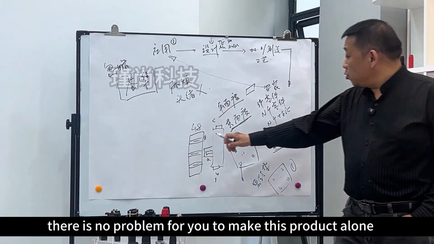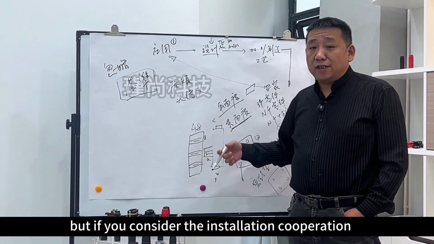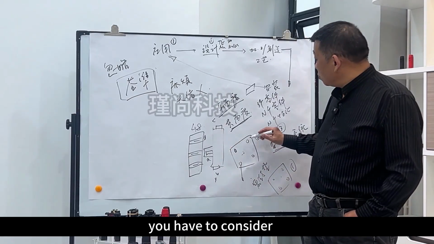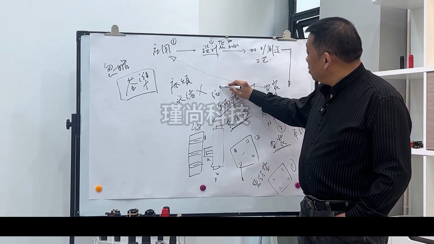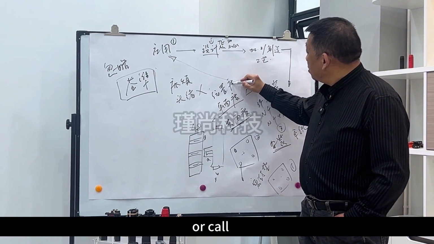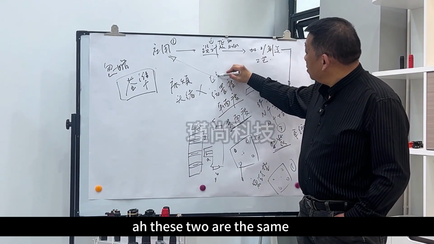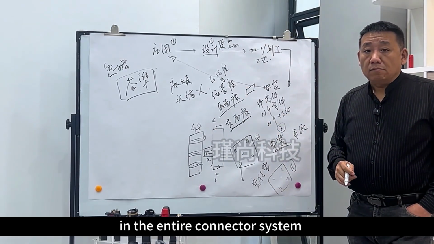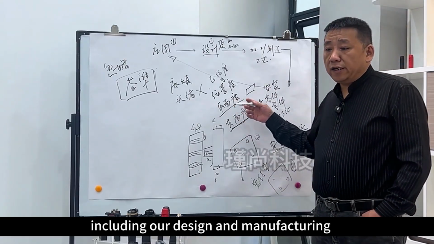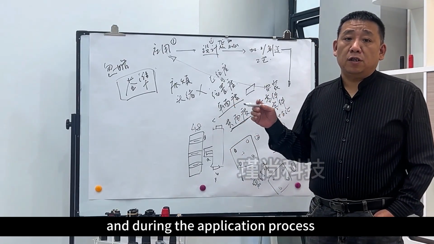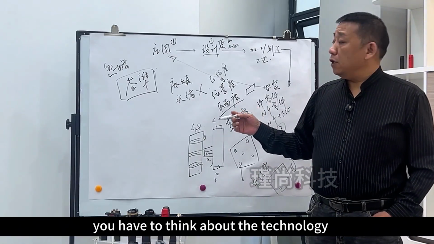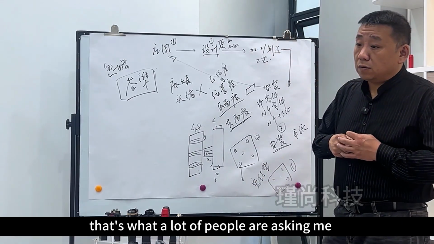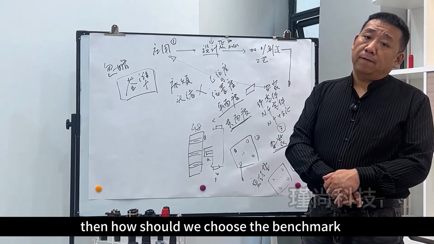There is no problem for you to make this product alone. But if you consider the installation cooperation of the two products, there will be problems. You have to consider the relative position of each other. So there is one more thing we call positivity, in the entire connector system, including our design and manufacturing and during the application process. How does it work? You have to think about the technology. Then there would be a problem. That's what a lot of people are asking me: how should we choose the benchmark?